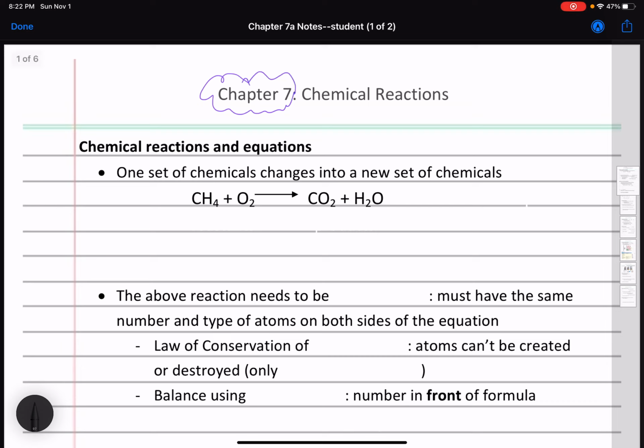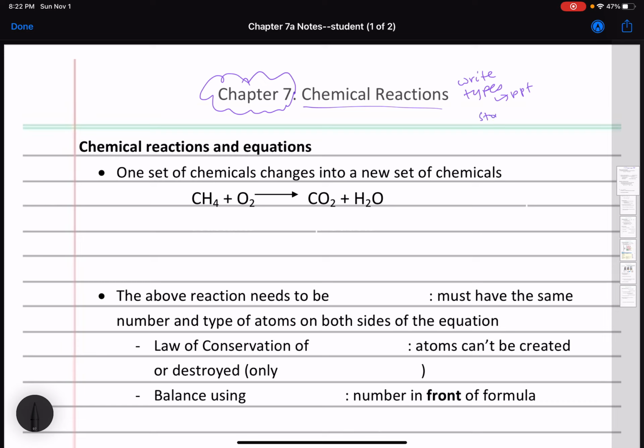Chapter 7 is all about chemical reactions. And so we're going to talk about how we write chemical reactions, and we're going to talk about classifying different types of chemical reactions, and in particular we're going to talk about a specific type of reaction called precipitation reactions.